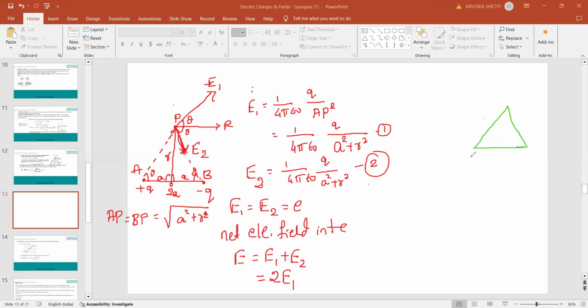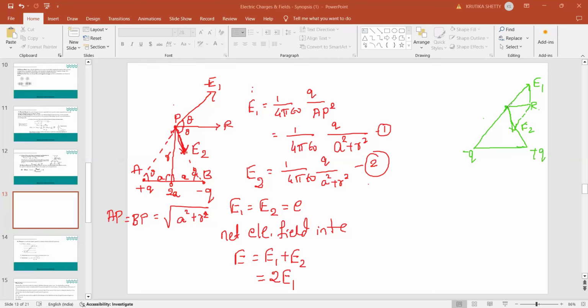This is minus Q, this is plus Q, and here we have the electric field intensity E1, and this is our electric field intensity E2. This is the resultant electric field intensity. Okay. I can do this external construction also.